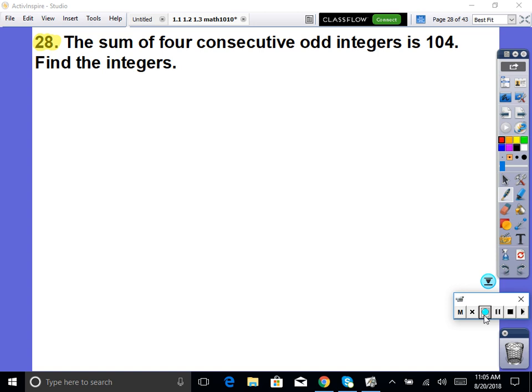So it says the sum of 4 consecutive odd integers is 104. What are the integers? So let's break down what this is even asking us. So first of all, the word integer means whole number. So this says we have 4 consecutive whole numbers being added up that will equal 104. Now here's what you have to know. Consecutive. I'm going to show you what consecutive means. Here's an example of some consecutive numbers.